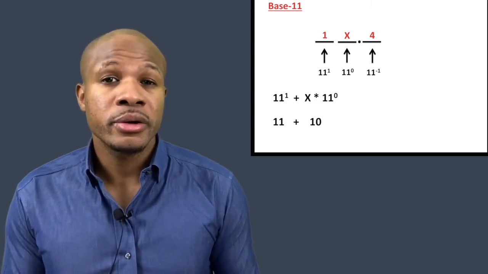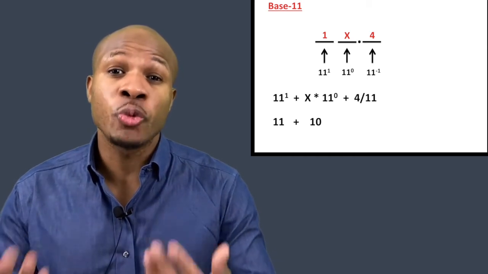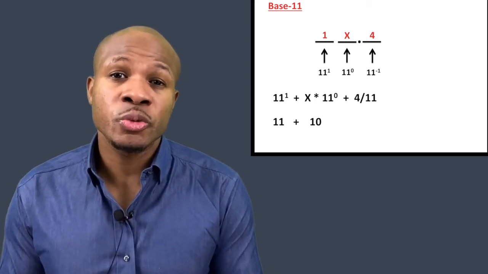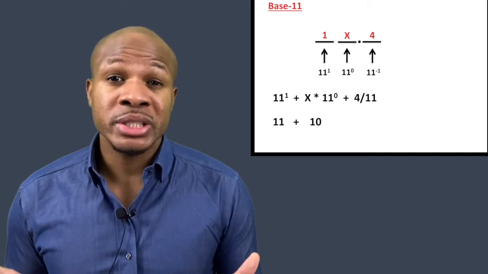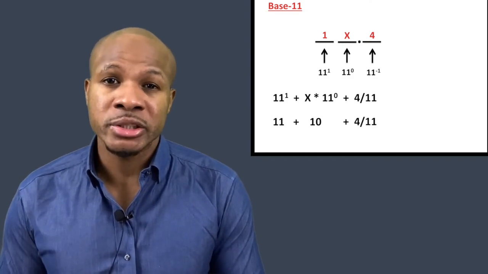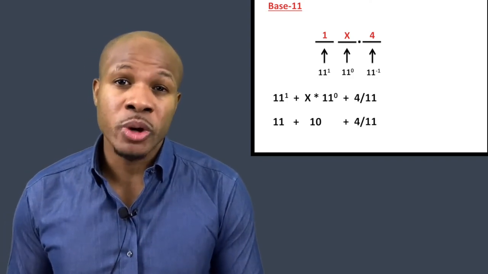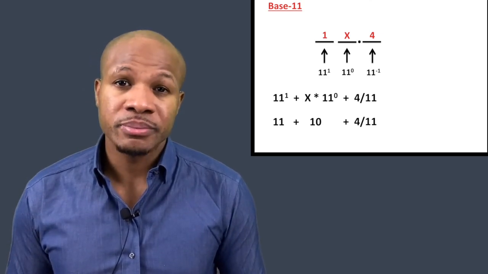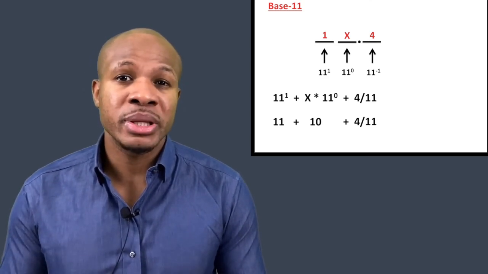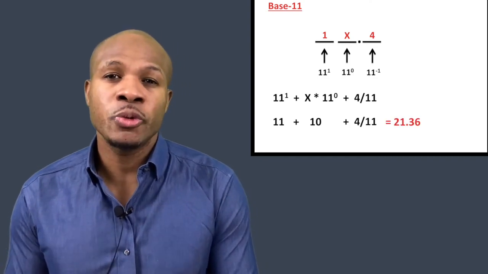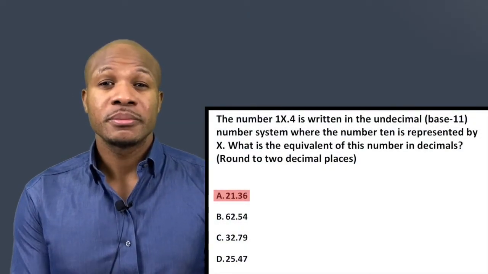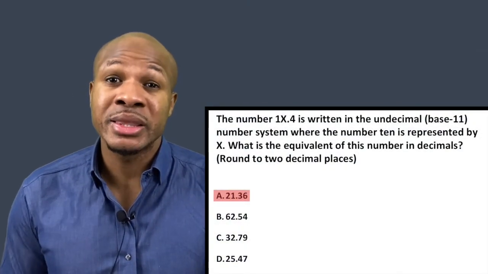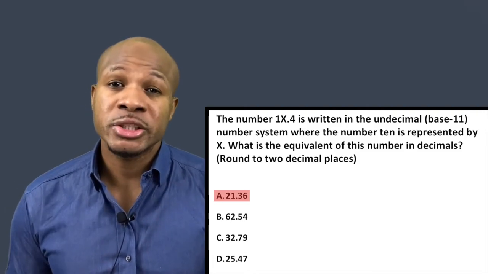We have 4 in the 11 raised to the minus 1 slot. So 11 raised to the minus 1 is 1 over 11. So we have 4 times 1 over 11. So that's 4 over 11. Now we just need to add these numbers up and find our answer. So we have 11 plus 10, which is 21, plus 4 over 11. And 4 over 11 is approximately 0.36. So we have 21 plus 0.36, which is 21.36. So this number is equal to 21.36 in the decimal system. And our answer is answer choice A, okay? And that's how you solve these types of problems.